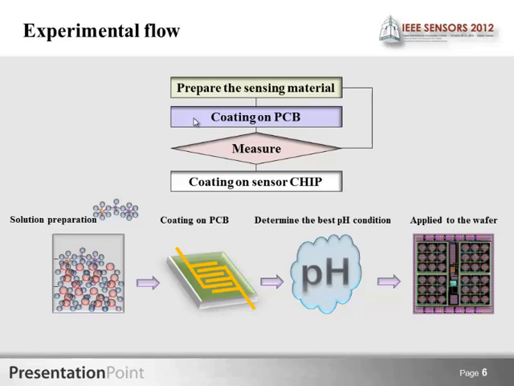Next, the experimental flow is here. First of all, we will prepare the sensing material. Second, coat it on the PCB, and we can measure it with a multimeter. In this situation, there are several pH conditions under test to sample the most sensitive one. Finally, coat the pH 9 material on the actual chip and leave it to dry.